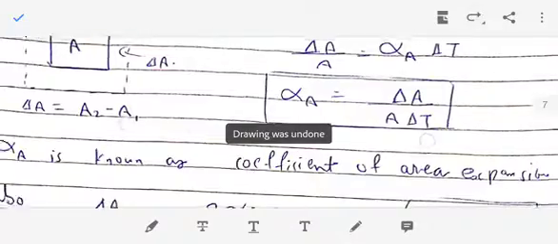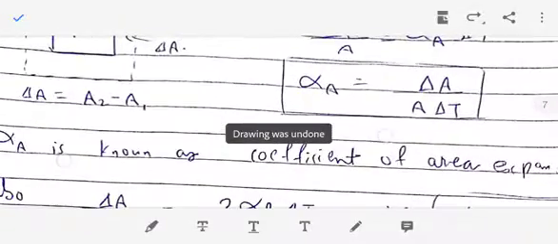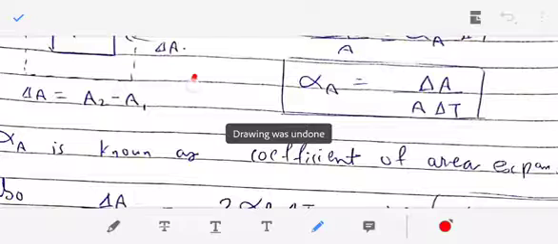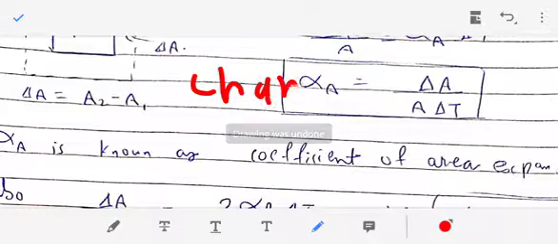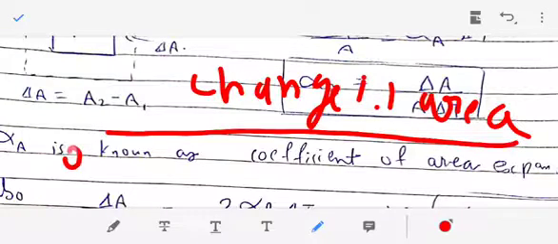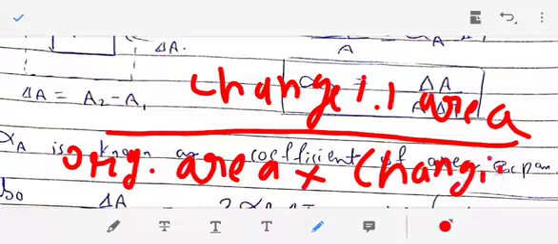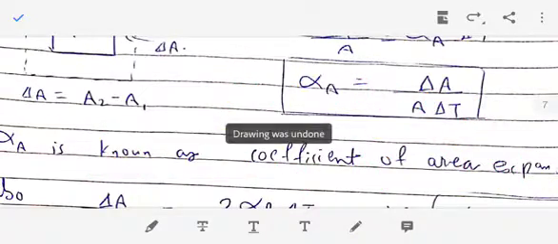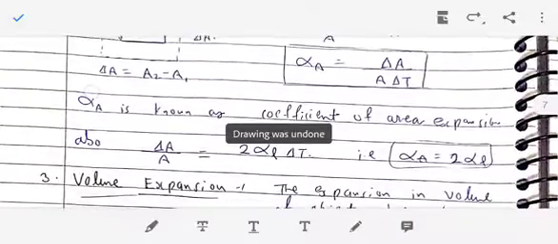This is given by change in area divided by, again, original area, multiplied by change in temperature. Okay, this is the coefficient of area expansion or area expansivity.